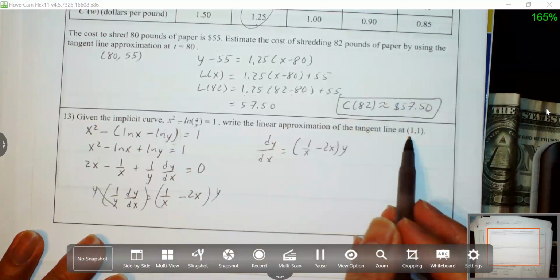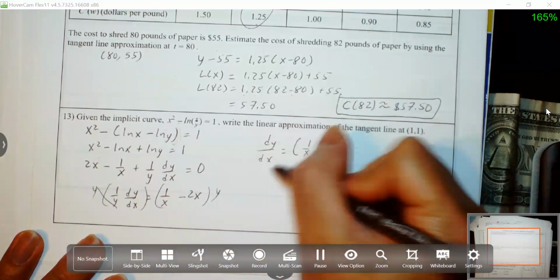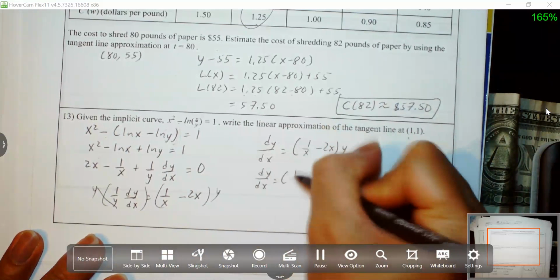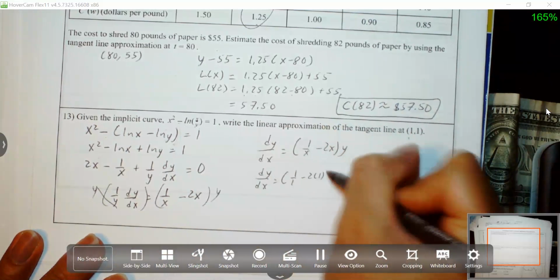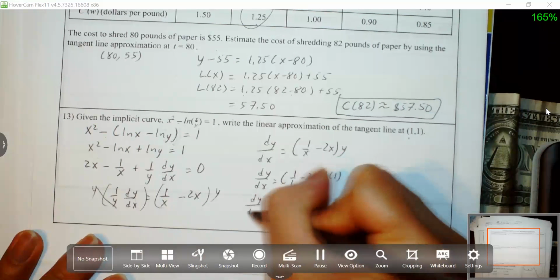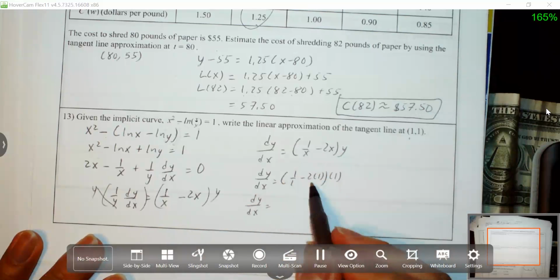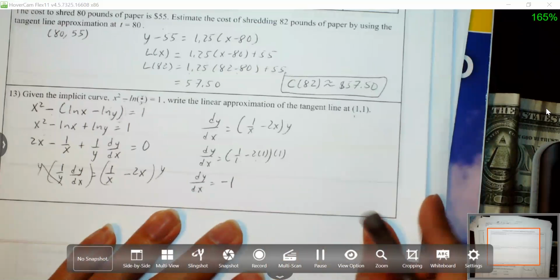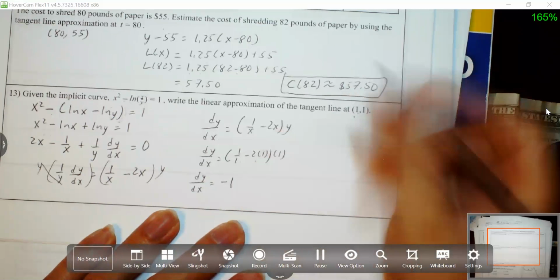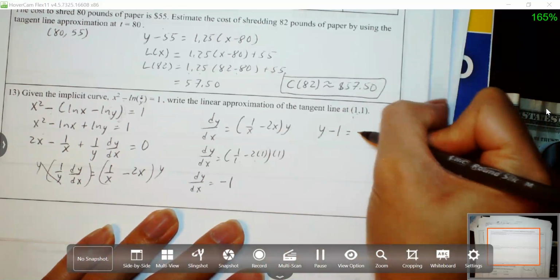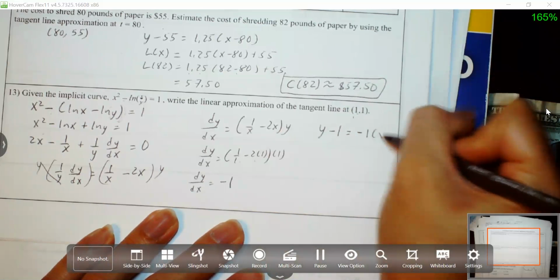And now we'll just go ahead and plug in the point 1, 1. So this is 1 over 1 minus 2 times 1 times 1. And I'll just do the math here. This is 1 minus 2, which is negative 1. Negative 1 times 1 is negative 1. So if I'm going to write the linear approximation, this is my point, this is my slope. It is y minus 1 is equal to negative 1 times x minus 1.